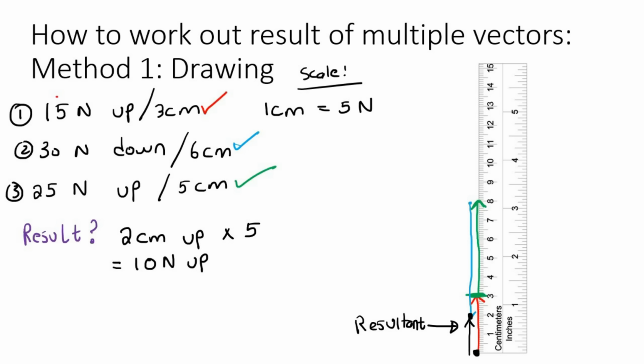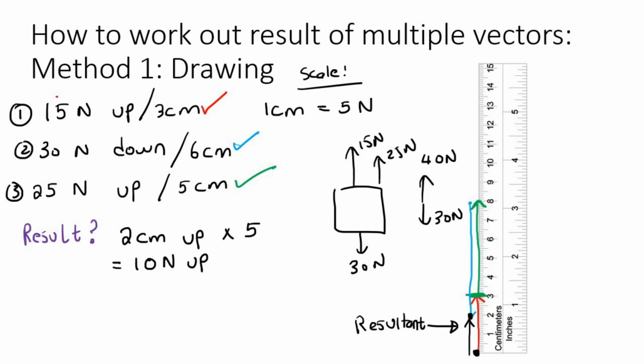Okay? Now this 10 newtons up should make sense. If you have a box, and let's say there's a 15 going up, and there's a 25 going up, and then there's a 30 going down. Now, if you add these two together, that's 40. So you've got 40 going up, and you've got 30 going down. So what is 40 take away 30? Well, that gives you 10. But we're going to get more into the calculations now in the next part.